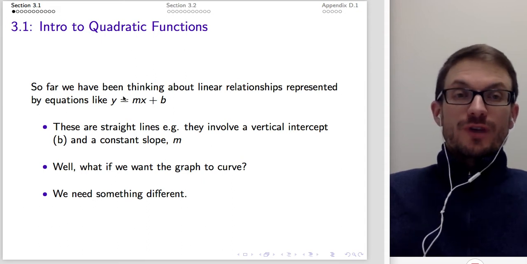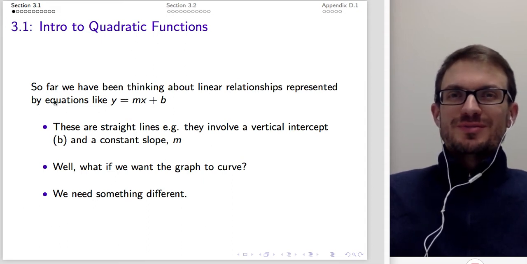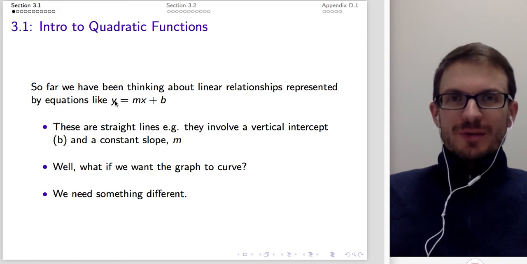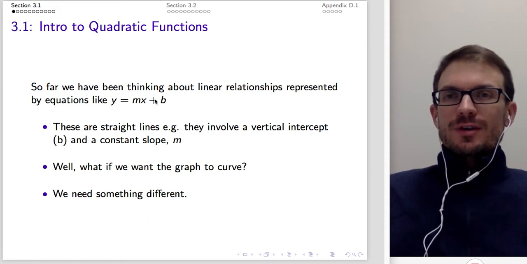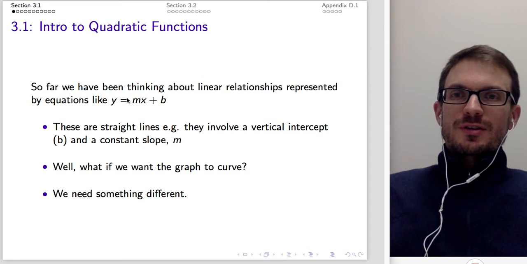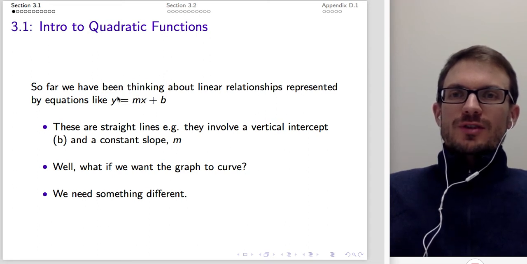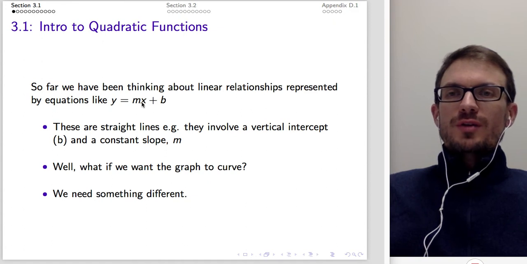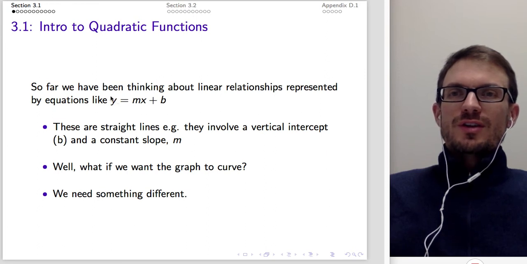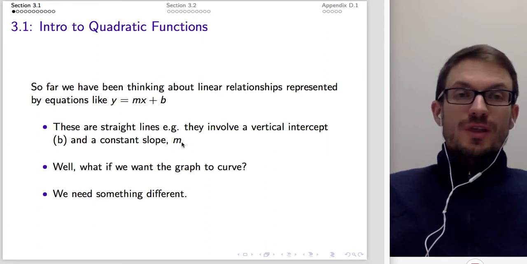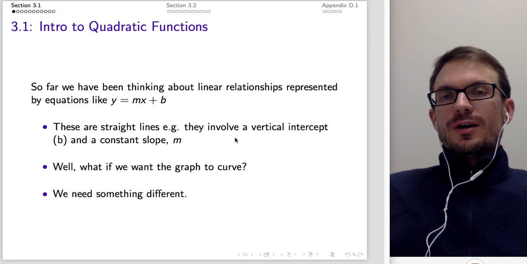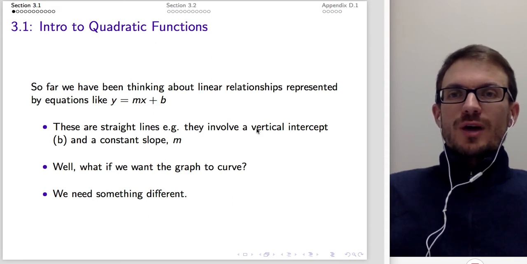Okay, so far we've been thinking about linear relationships represented by equations like y equals mx plus b. Here we have an intercept, and we have some constant rate of change, the slope, that connects these two variables. Remember, a 1 unit increase in whatever is the x creates an m unit increase in your dependent variable. These are straight lines. We're thinking of straight lines through the xy plane.